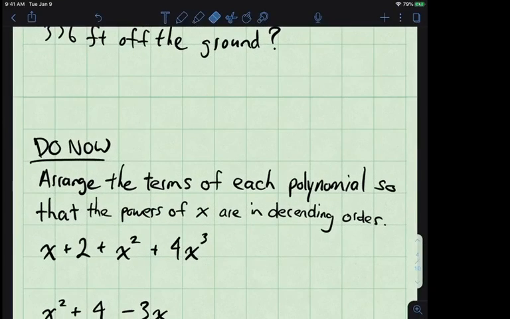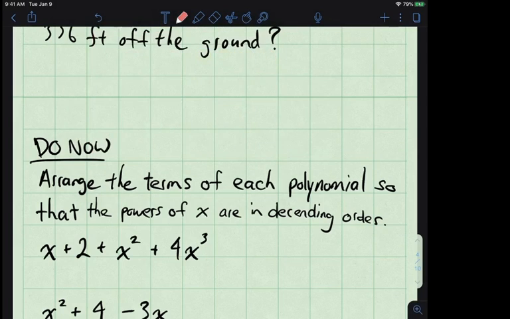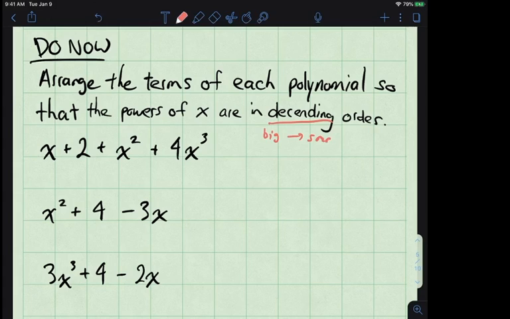I'm going to start working through these problems now. So for the first one, we're arranging the terms of each polynomial so that the powers of x are in decreasing order. So that's from big going down to small.